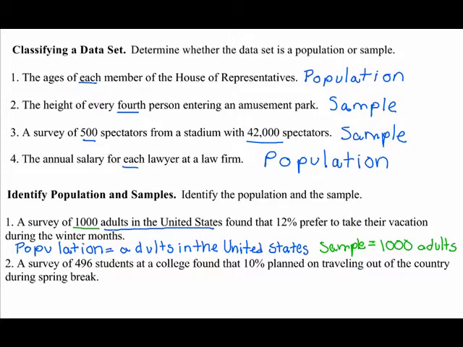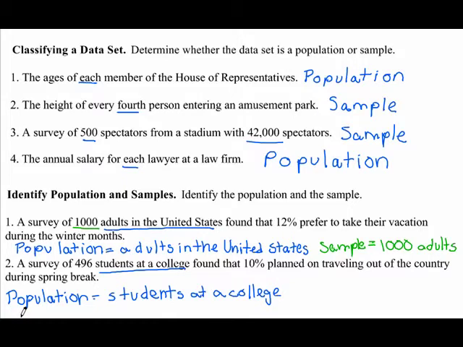Let's take a look at number two. A survey of 496 students at a college found that 10% plan on traveling out of the country during spring break. The population here is going to be what? What is all of them? In this case, the population is students at the college. So the population is all of the students at the college. The sample here is going to be just those 496 students. We don't know how many students there are, but the total number of students is the population, but the survey was only the 496 students. That's the sample.